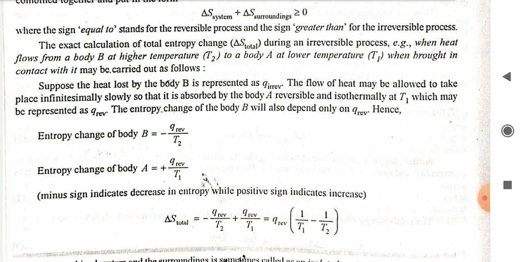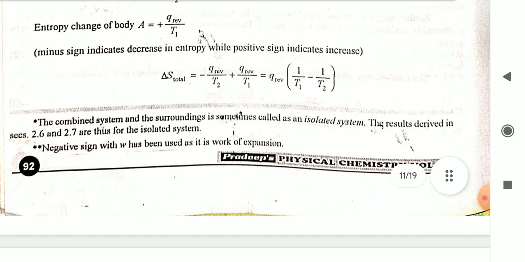The entropy change of the body B will depend only on the Q reversible, and hence the entropy change of the body B is equal to negative of Q reversible by T2. Entropy change of body A is equal to positive of Q reversible by T1. Minus sign indicates decrease in entropy, while positive sign indicates the increase in entropy. So delta S is equal to Q reversible times (1 by T1 minus 1 by T2).